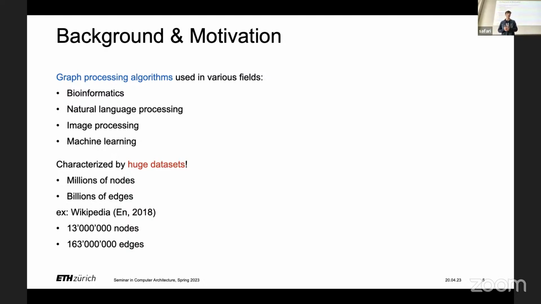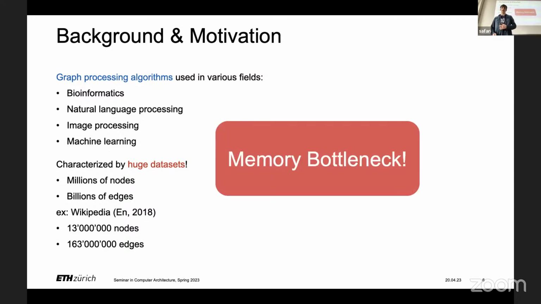So, starting with the background and motivation, graph processing algorithms are used in various fields like bioinformatics, natural language processing, also image processing and machine learning. All these fields are characterized by having huge data sets. For example, they might have graphs with millions of nodes and even billions of edges. For example, the English version of Wikipedia in 2018 had 13 million nodes and 163 million edges. Having these kinds of huge data sets is going to provoke memory bottlenecks when you're trying to execute some kind of algorithm.